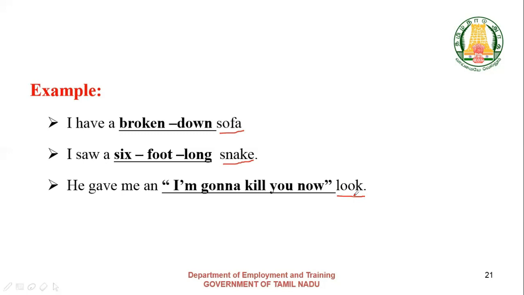I have told you earlier that in English, a word can be used in multiple places in grammar. A noun can be a verb, can be an adjective, can be a conjunction, it can be anything. Look basically is a verb. Am I right? For example, they look at the statue. So look here stands as a noun. What kind of look does he have? I'm gonna kill you now look. So this is a compound adjective.